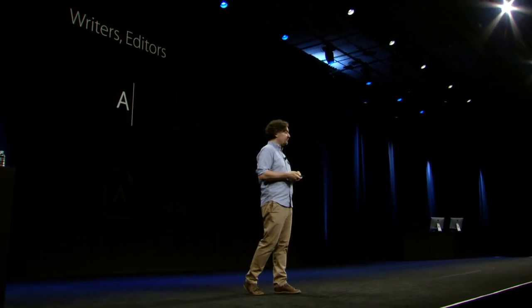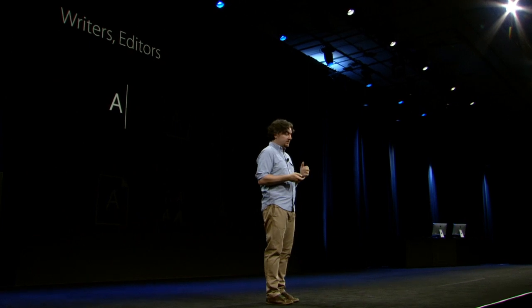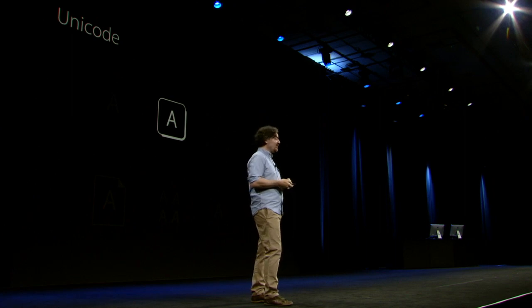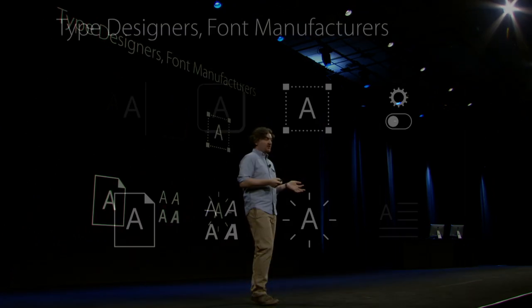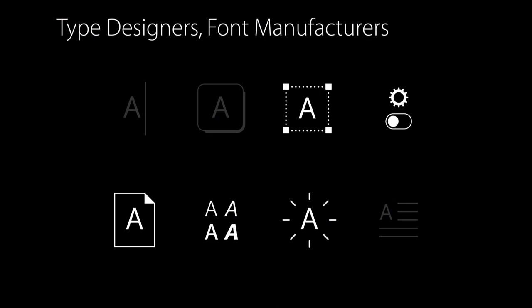Now, writers and editors, the people who write the text, concern themselves with text. The characters are defined by the Unicode Consortium, so you don't have to think about them. And the type designers and font manufacturers are the people who come up with the design ideas and design the glyphs and make them into fonts and then create the typographic features that you can then alter.